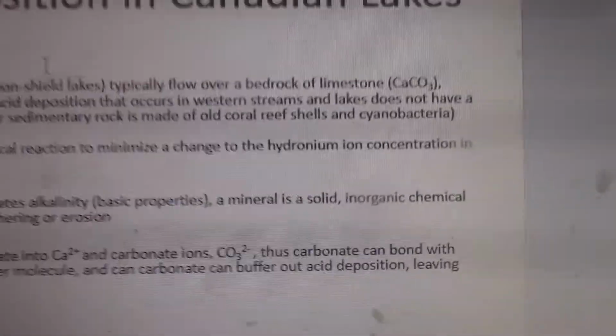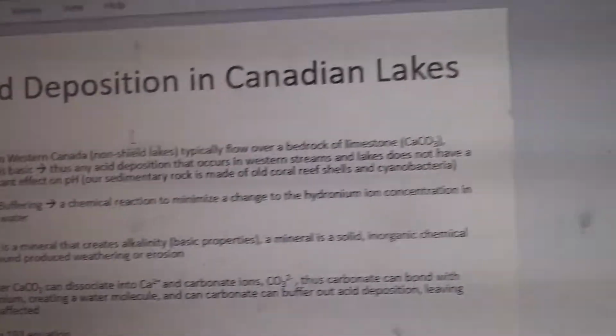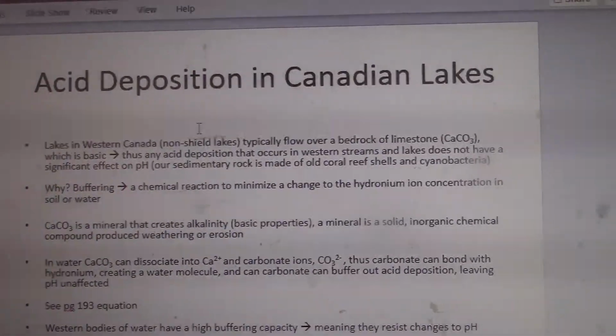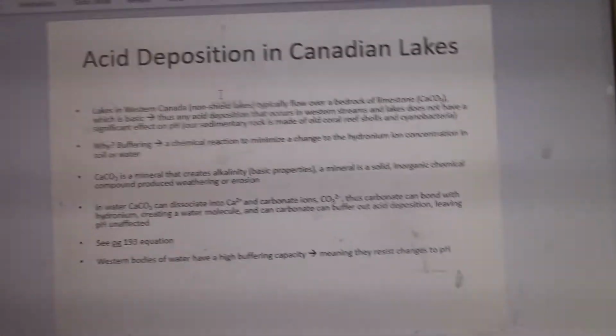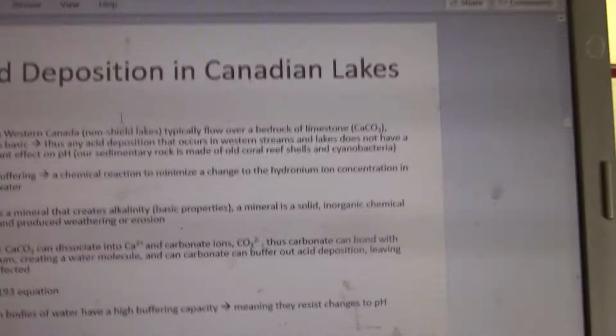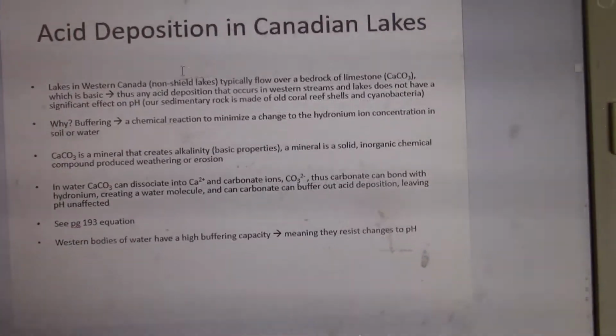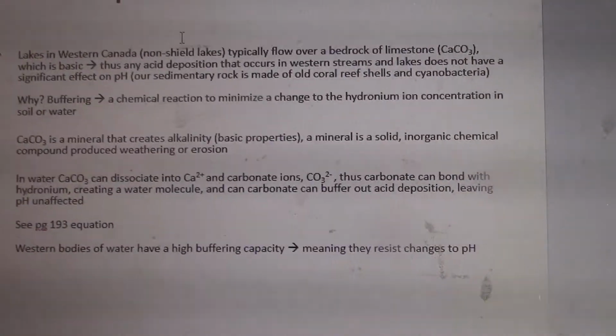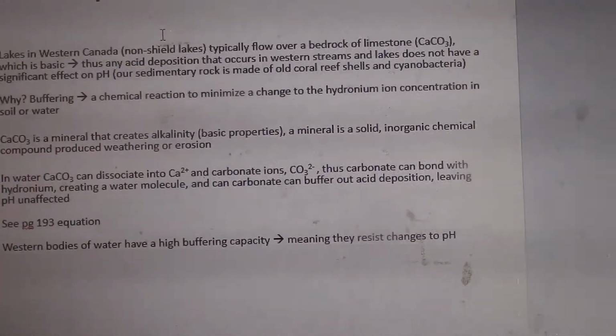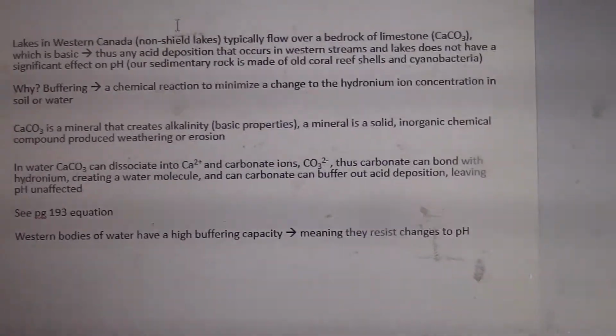All right, so buffering is a chemical reaction that minimizes the change of hydronium ion concentration. If we have something like carbonate that can bond to the hydrogen, we'll make less hydronium, and that's what happens with a buffering capacity. Okay, so as you can read here, in water, the calcium will dissociate into Ca2+ and CO3 negative. So anything that has limestone bedrock is able to buffer, and we have that on the prairies where we have limestone bedrock.